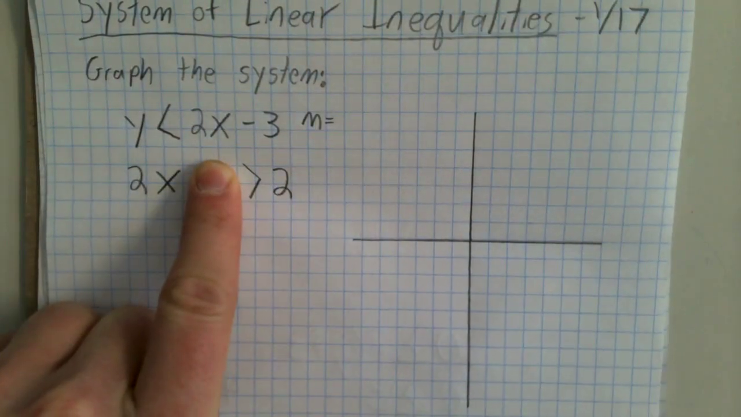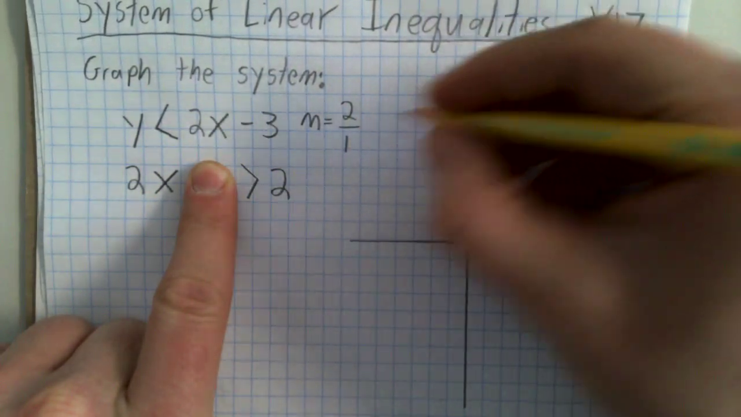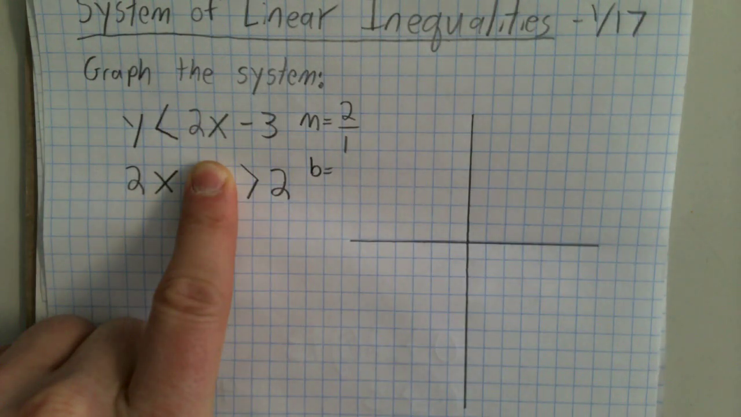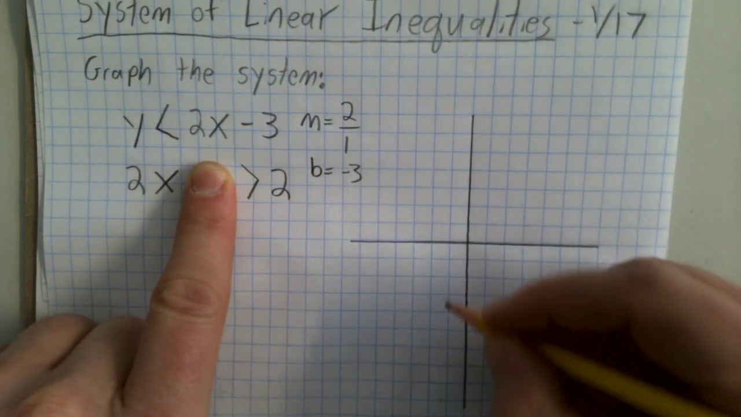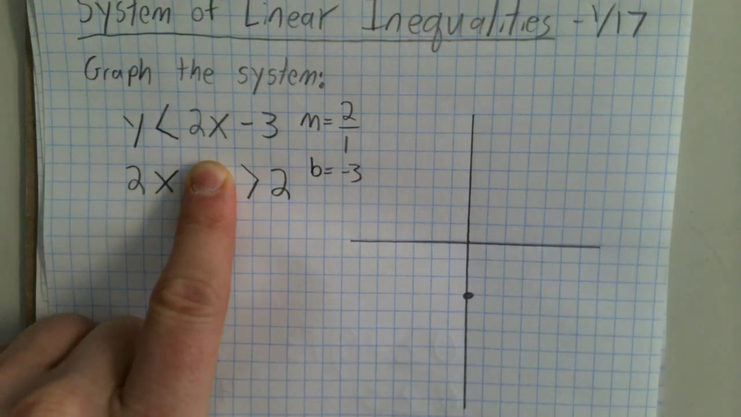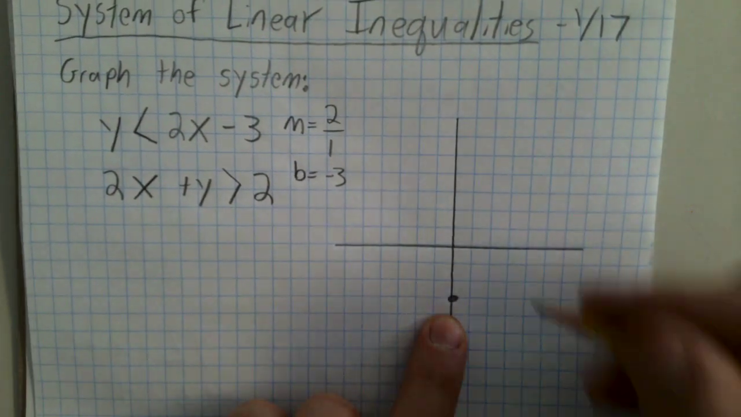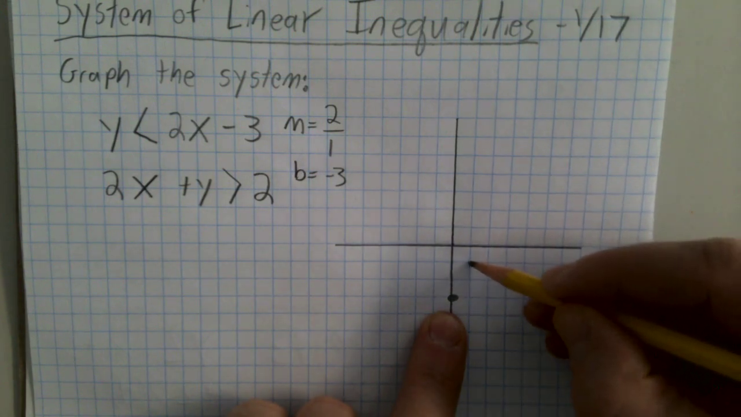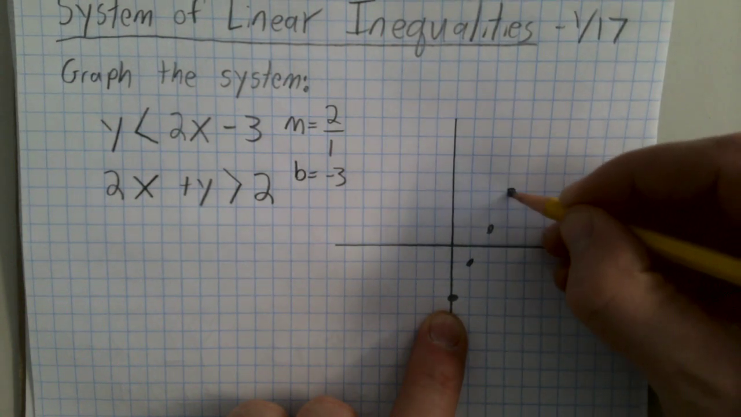What's my slope of this first one? 2. 2 over 1. Thank you. And my y-intercept is -3. -3. Amazing. Let's graph that. -3, 1, 2, 3. And I have a positive slope of 2 over 1. I'm just going to leave them as dots for now. We're going to talk about if it's going to be dotted or solid line. 1, 2, 1, 2, 1, 2.